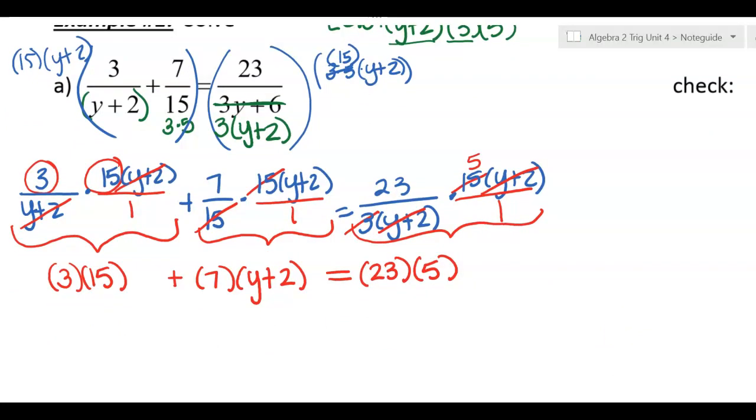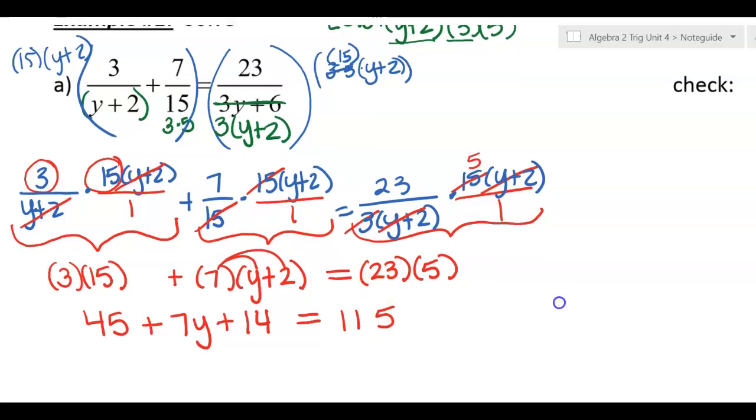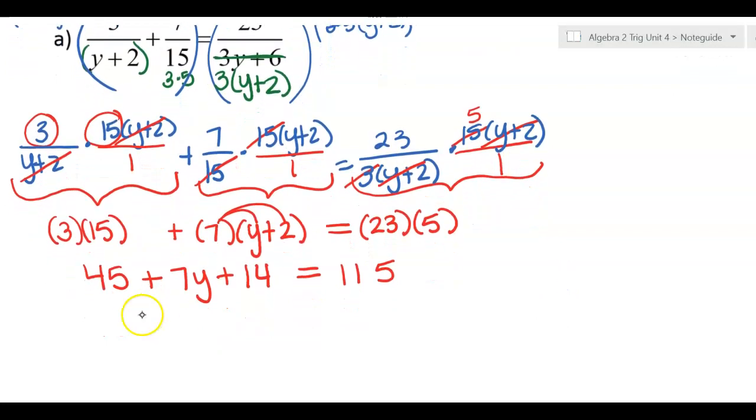So now I'm going to go through and multiply all the things that need to be multiplied. So on the left side, 3 times 15 is 45. And then I can distribute the 7 here. So I would get 7y plus 14. On the right side, 23 times 5, that's 115. And then I'm going to solve this like a linear equation. Okay? So the 45 and the 14 can be added together, so I'd have 7y plus 59 equals 115.